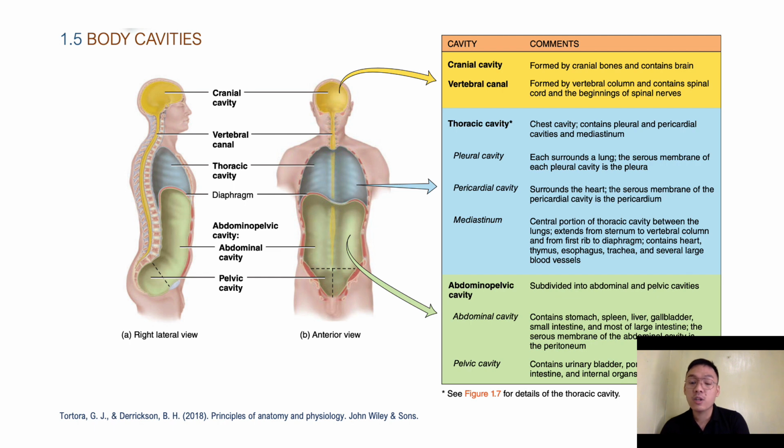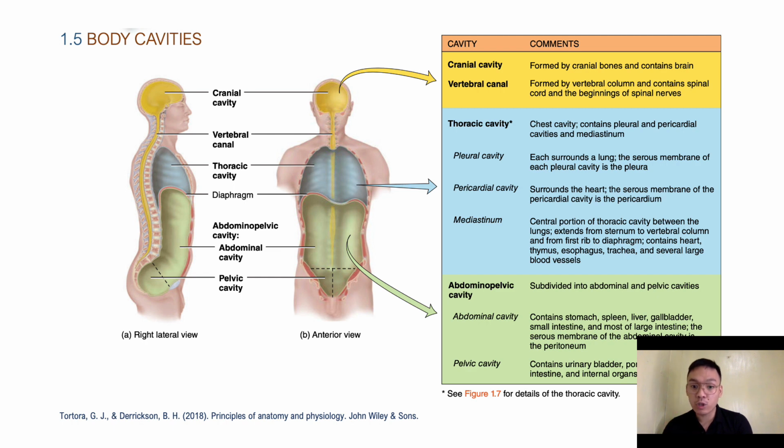Your blue part, or your thoracic cavity, is also called the chest cavity. It contains your pleural and your pericardial cavities, and also your mediastinum. Your pleural cavity surrounds the lung. Each surrounds a lung, and the serous membrane of each pleural cavity is what we call your pleura. The pericardial cavity surrounds your heart, and the serous membrane of the pericardial cavity is your pericardium.